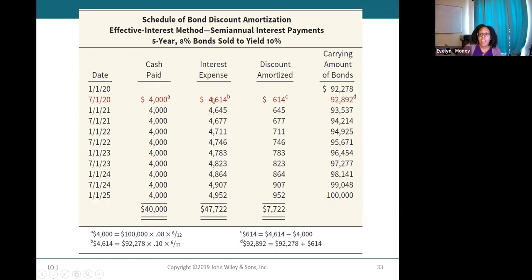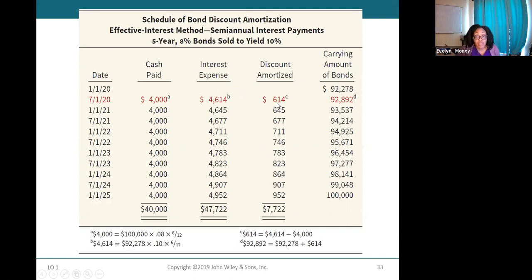Now keep in mind that the amortization of a discount increases interest expense over the life of the bonds when you're dealing with a bond discount. In other words, you're going to have a higher interest expense than you are going to have cash paid out, because the bondholders require a higher interest rate, and they do in effect earn it.